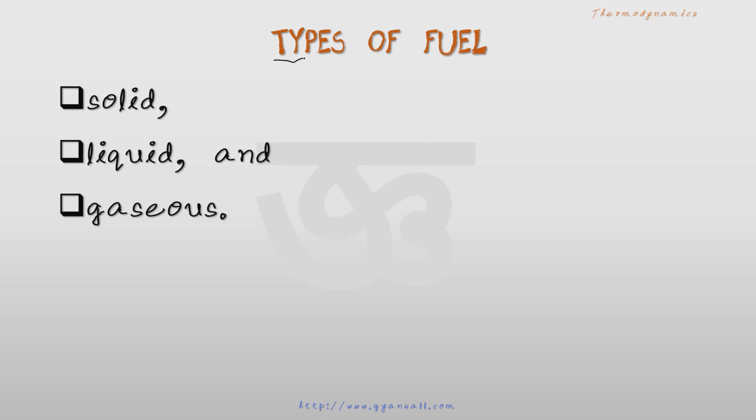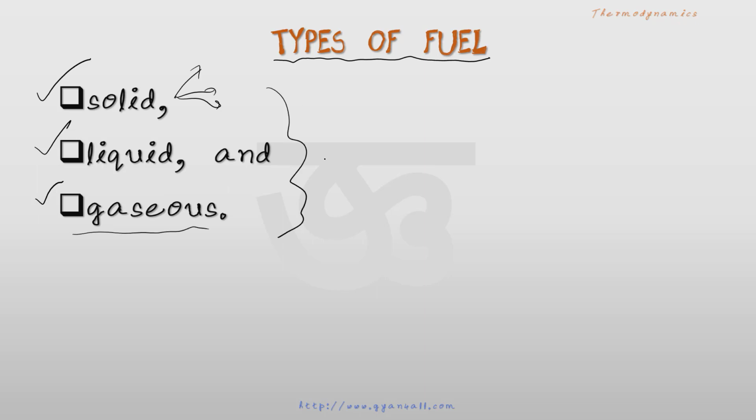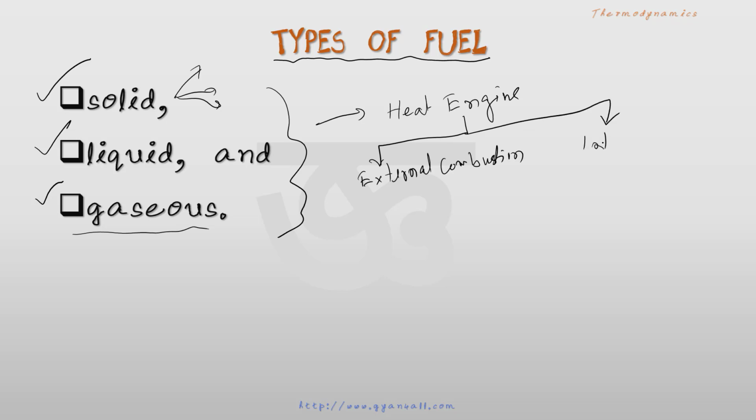Now comes the question, what are the types of fuel? You all know there are basically three types of fuels: solid fuels, liquid fuels and gaseous fuels. For solid fuel you can give many examples, say wood, coal, like this. Liquid fuels you know, petrol, kerosene, diesel, aviation fuel and so on. These are some liquid fuels, and also the gaseous fuels. These are used in the heat engine. This heat engine may be an external combustion engine or an internal combustion engine.